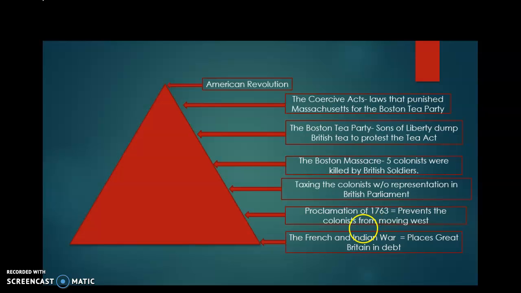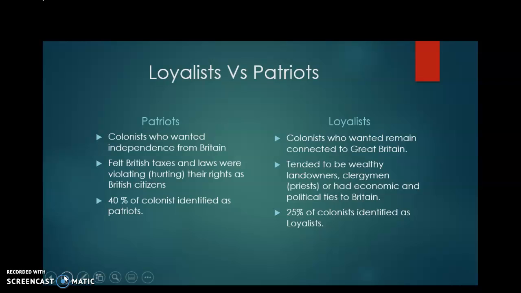We had the Boston Massacre, where 5 colonists were killed by British soldiers. The Boston Tea Party, where the Sons of Liberty dumped British tea to protest the Tea Act. And then we had the response, the Coercive Acts, laws that punished Massachusetts for the Boston Tea Party. So the causes of the American Revolution caused a divide within America itself, where you had 2 groups of people: ones who were loyal to Britain and others that just wanted to break free.